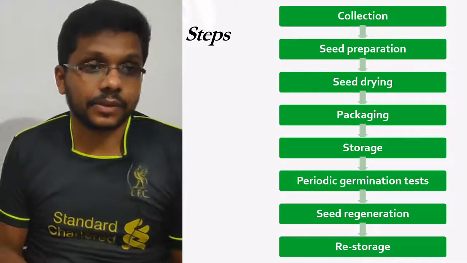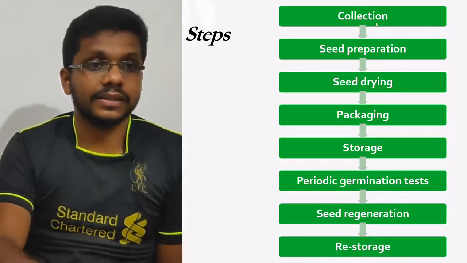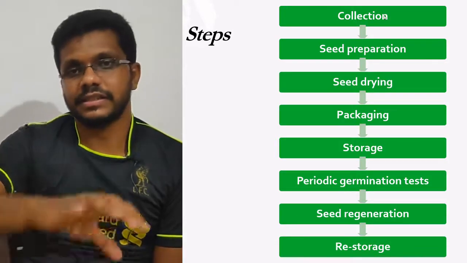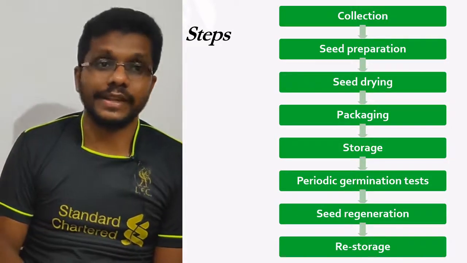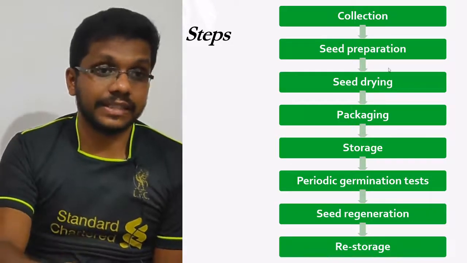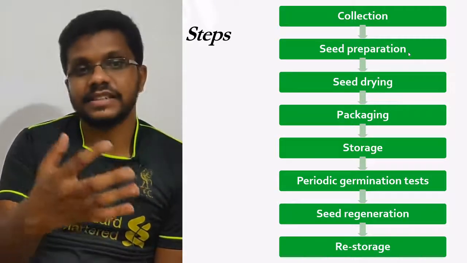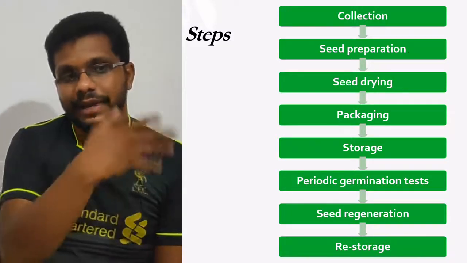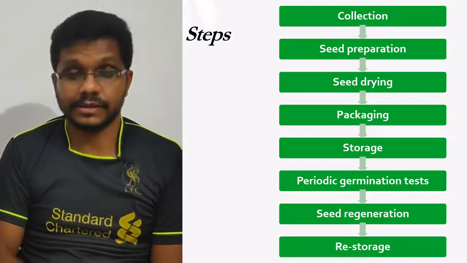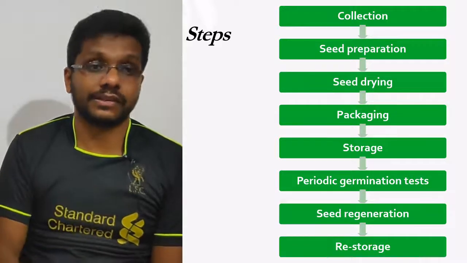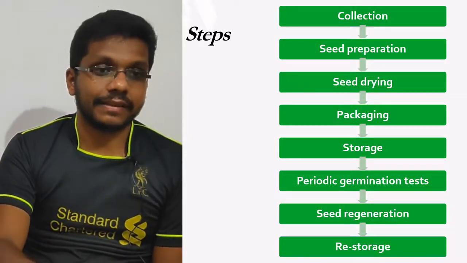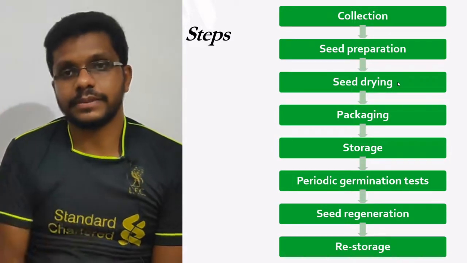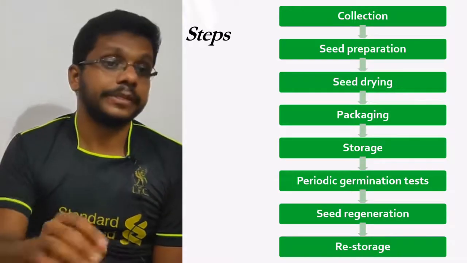These are the steps of seed bank operation. First one is collection. There should be scientific collection methods which help to maintain the genetic diversity. Then seed preparation. Prepare the seed in such a way that you're cleaning the seeds and everything so that we can preserve. Sometimes the microorganisms should be killed or removed from the surface of the seeds. Then seed drying, which is a common practice for most of the seeds because drying helps them to live longer.